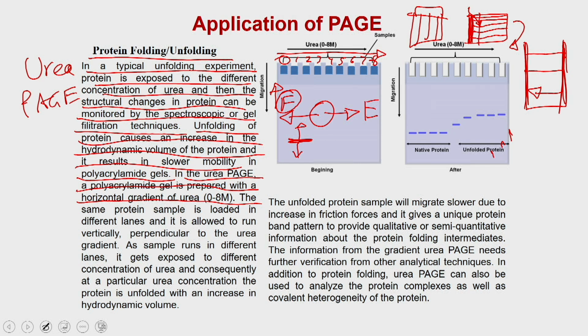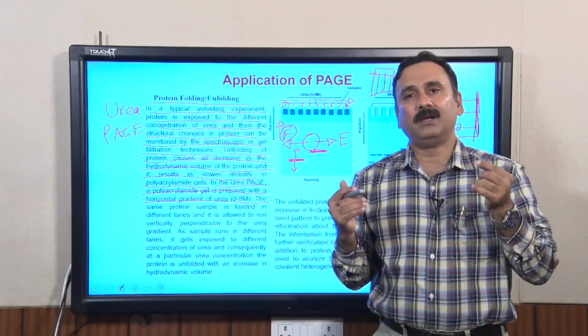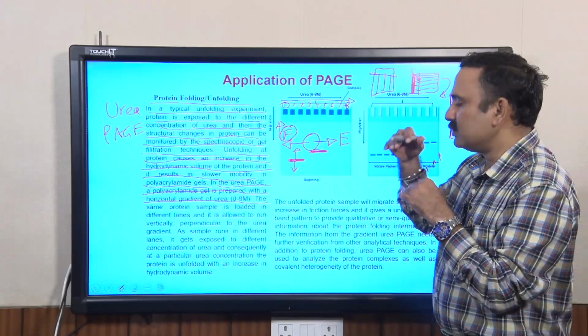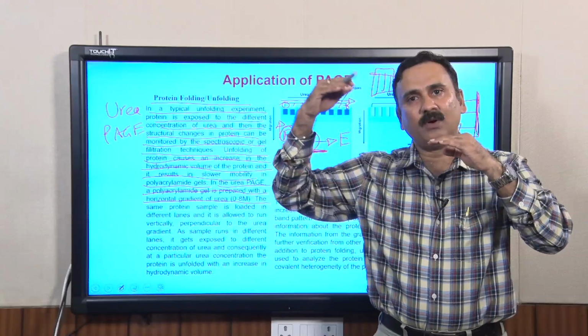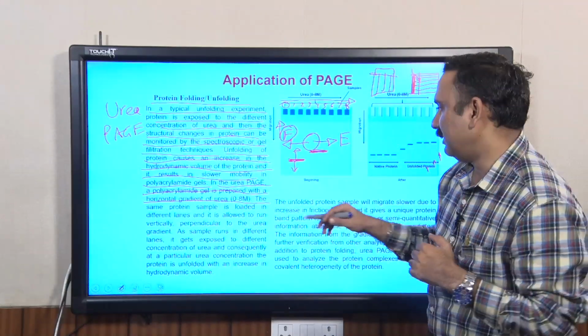But if you increase the frictional forces, the bands start to be immobilized slightly higher, because they are now losing the electrophoretic mobility. Because of that, if the protein is getting unfolded, you will see that the band is going up, and that is what is happening.